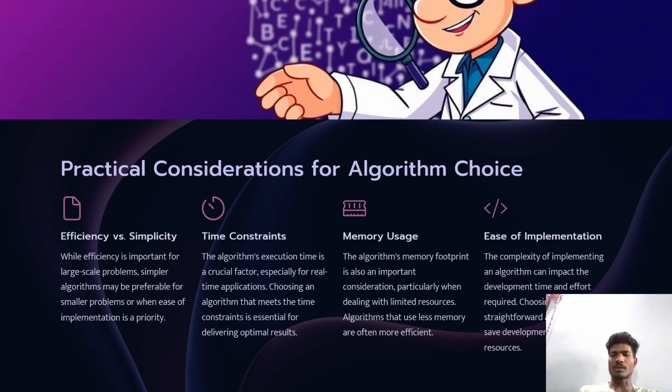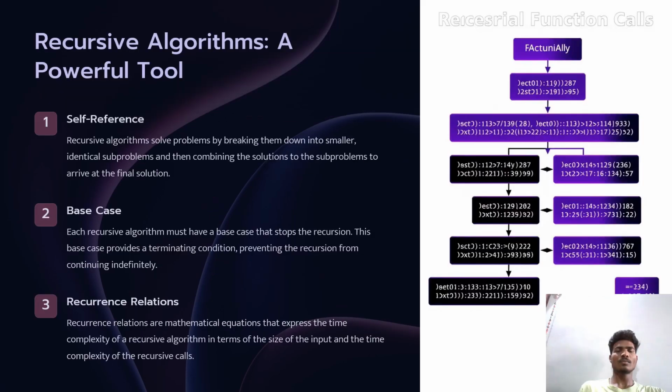Memory usage. The algorithm's memory footprint is also an important consideration, particularly when dealing with limited resources. Algorithms that use less memory are often more efficient. Easy implementation. The complexity of implementing an algorithm can impact the development time and effort required. Choosing the straightforward approach saves development resources.